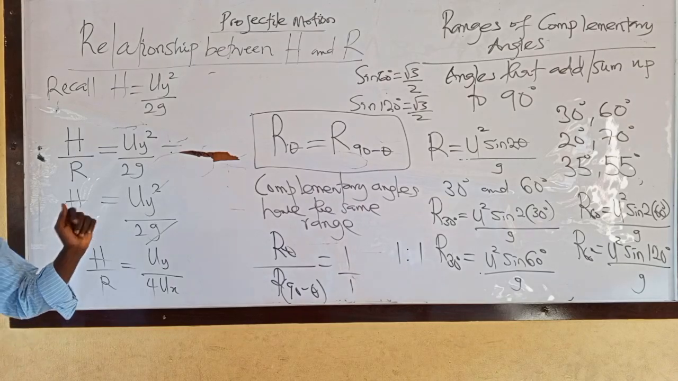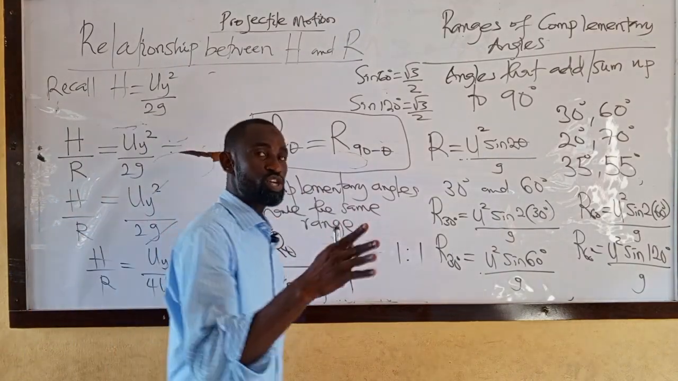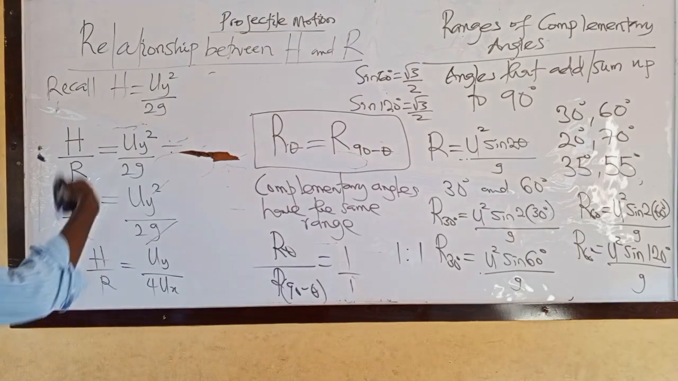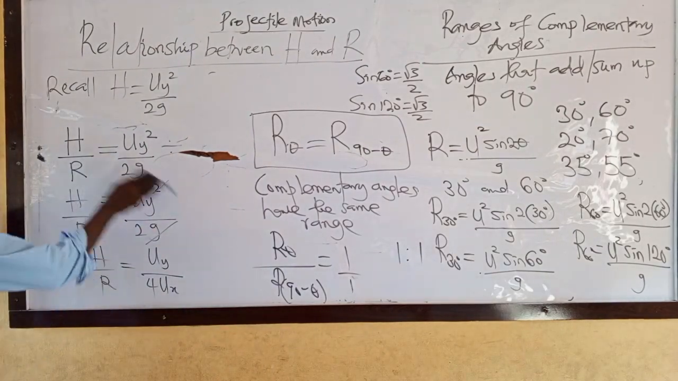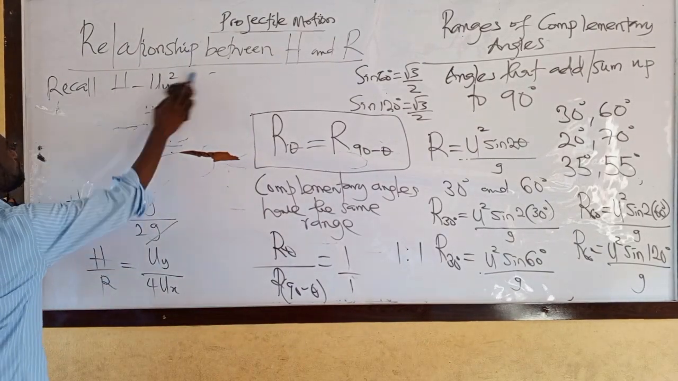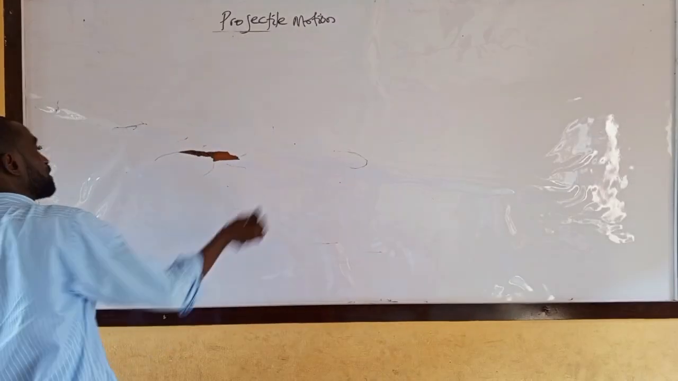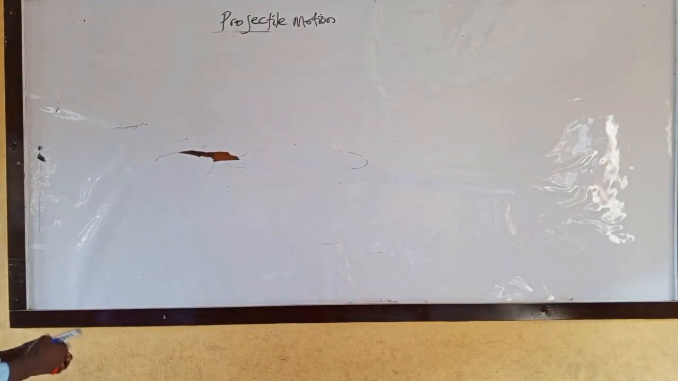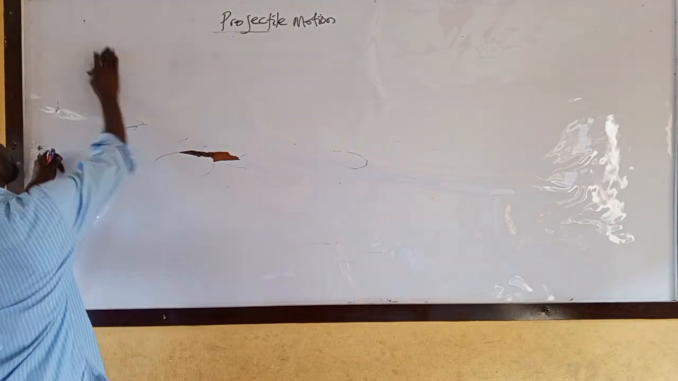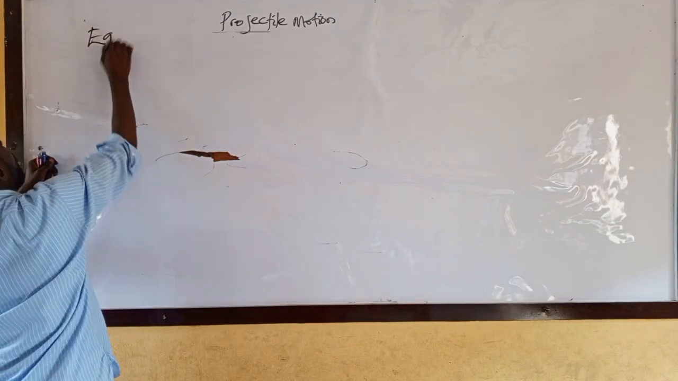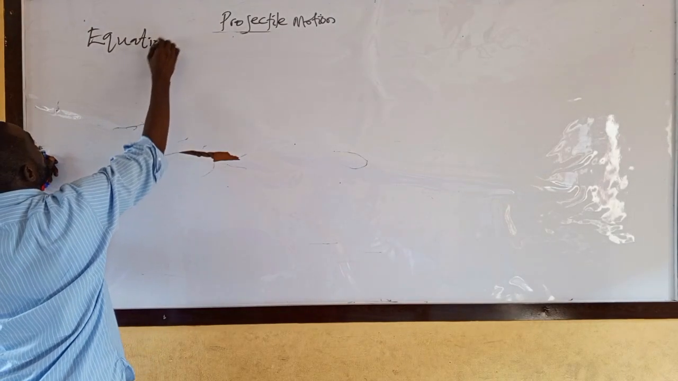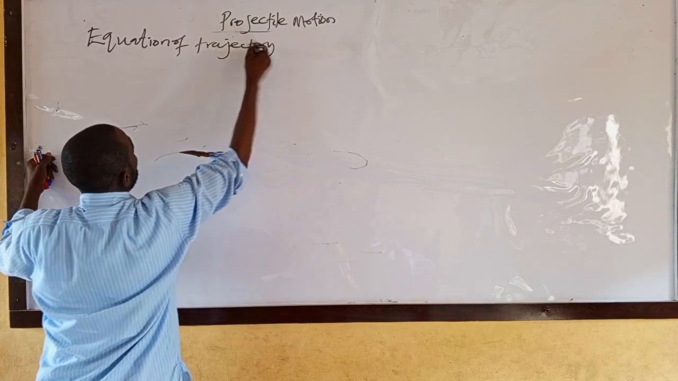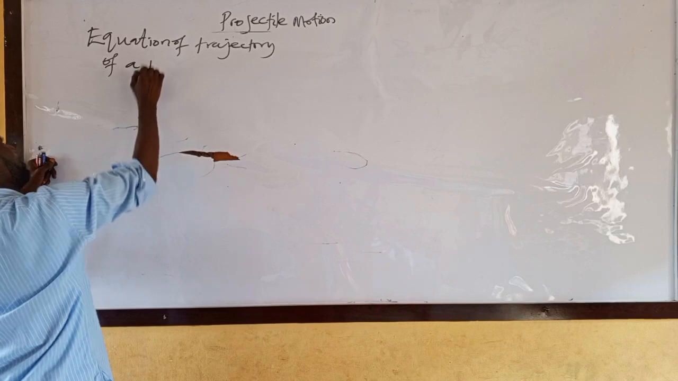The last one is what we call the equation of trajectory. Now pause the video and write the formulas down. Let's go to the equation of trajectory of a projectile. That's the last one, before we solve questions. So, the equation of trajectory of a projectile.